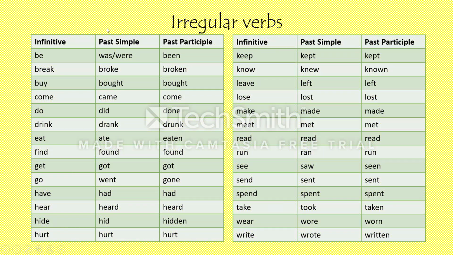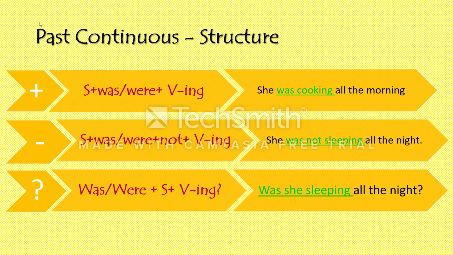And here we have some of the most frequently used irregular verbs and their past simple tense and past participle form. So we have infinitive, past simple, and past participle. You know that these verbs are obligatory for you to know in order to make sentences and in order to talk about past events in English. Okay? Let's go to past continuous and its structure.